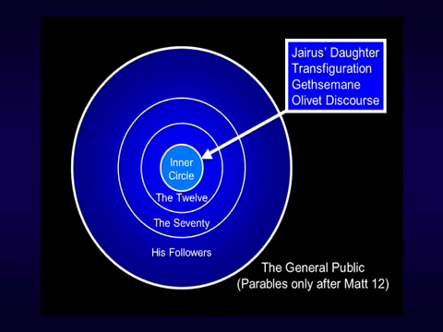They were the ones that were present at the raising of Jairus' daughter. They were the ones that were present at the transfiguration. They were the ones that were in Gethsemane. And those three plus Andrew were present at the Olivet Discourse. They're the inner core. That's what we're talking about here.